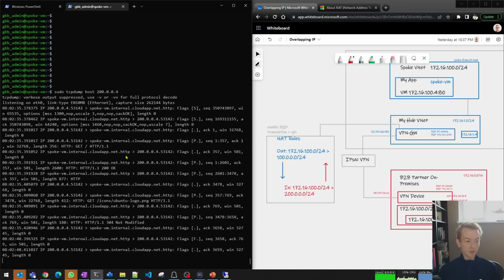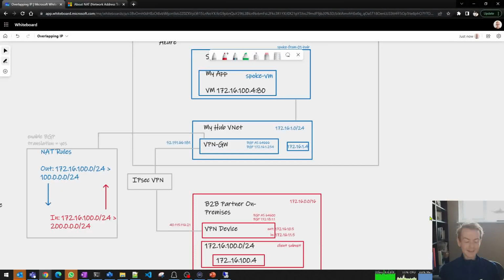If we look at one of those packets, we can see it's traffic coming from 200.0.0.4 going to the web server. So what is the net outcome of what I've achieved here? Ultimately, I've been able to say to my remote third party, if you want to access my application, make sure you target it on this 100 range, a range that I know is unique to you.